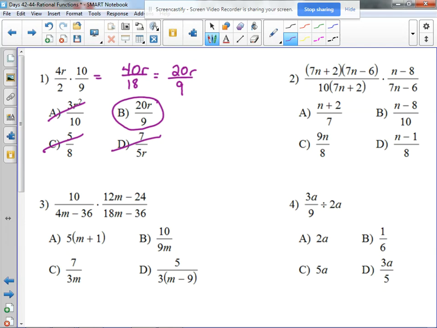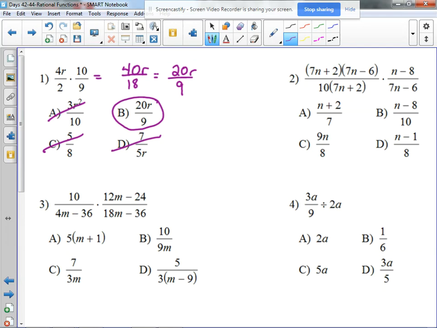Now, are all of them going to be that obvious? No. But in this problem, you really should eliminate all the answer choices but the correct one, okay? I'll show you how to convert this in Desmos on a problem that's a little bit more complicated. Let's look at number 2.